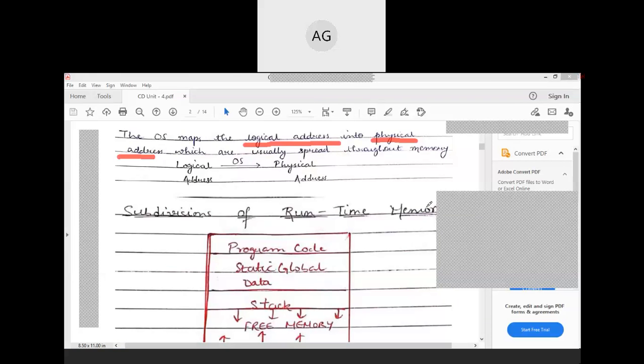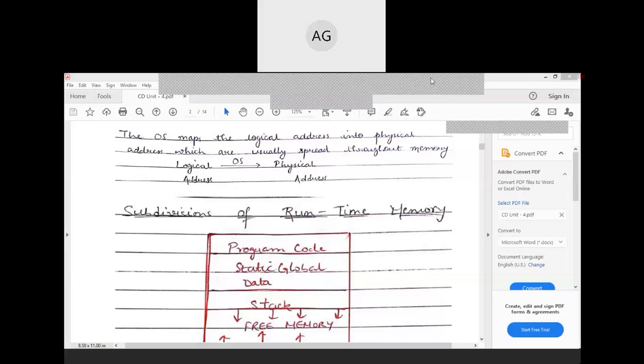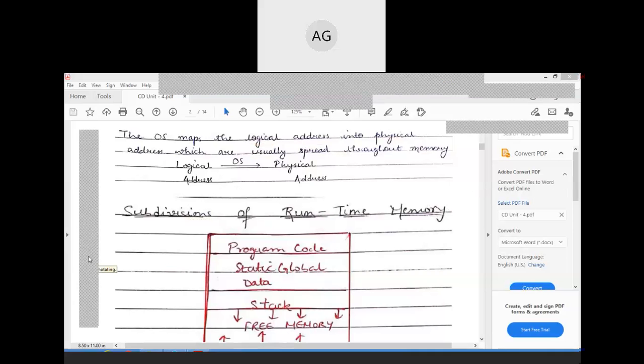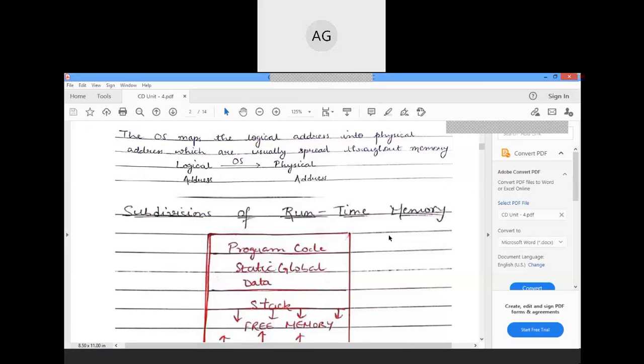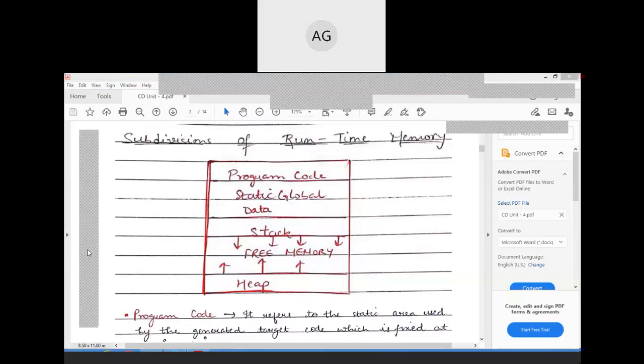This type of mapping you already studied in your operating system subject, memory management. You need to map the logical address space, the address generated by the CPU, to the main memory, which is also called the physical address space. Now, in compiler design, this concept we are using in the runtime environment in Unit 4.